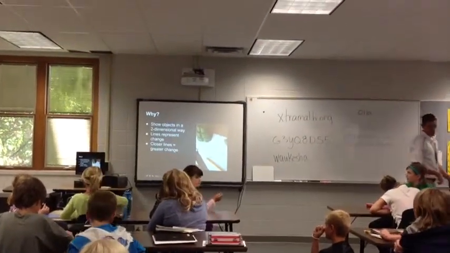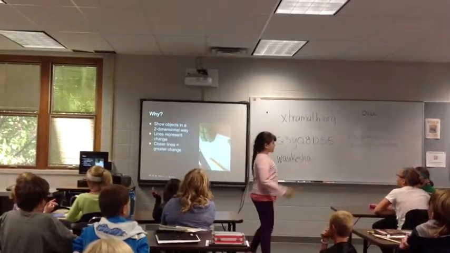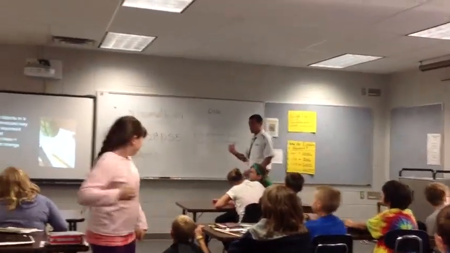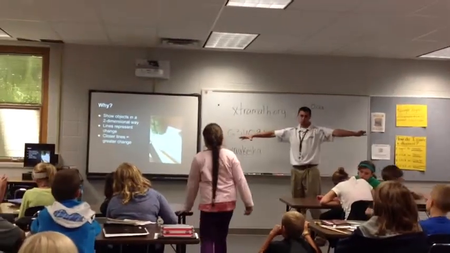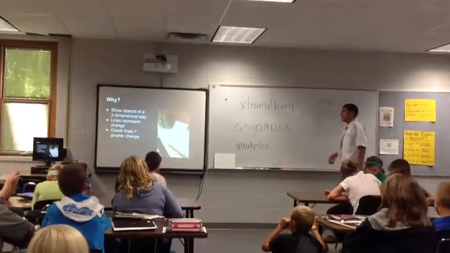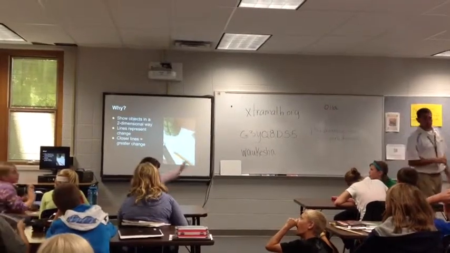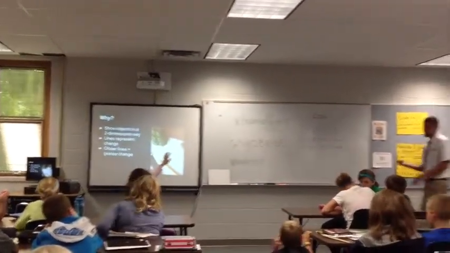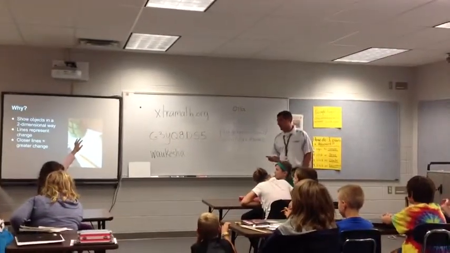Topographic maps are a type of contour map. They're not exactly the same thing. Contour maps can be used not only for topographic maps. Topographic maps are going to look down on landforms. Okay? So, why do we use topographic maps, contour maps? Because they show three-dimensional objects in a two-dimensional way.